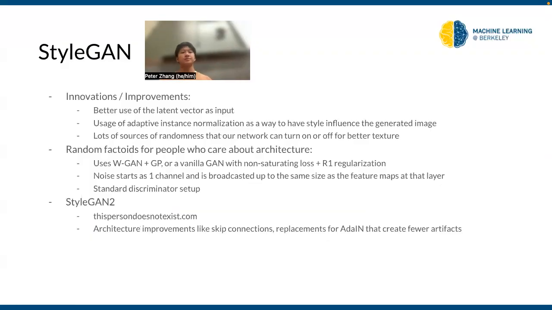But to summarize, what we've done here is that we've discovered a better way to incorporate the latent vector. Our adaptive instance normalization, or AdaIN, block lets us influence the generated images at each step of upsampling, and the randomness lets us introduce better texture and also control whether that texture is on or off.